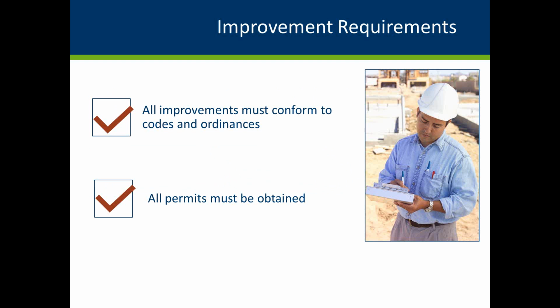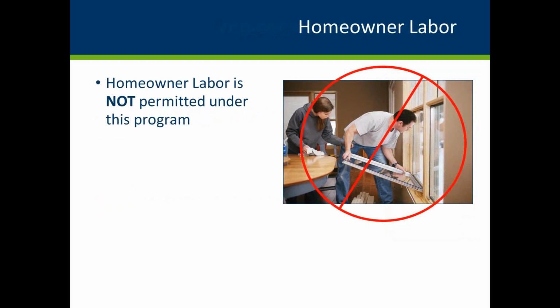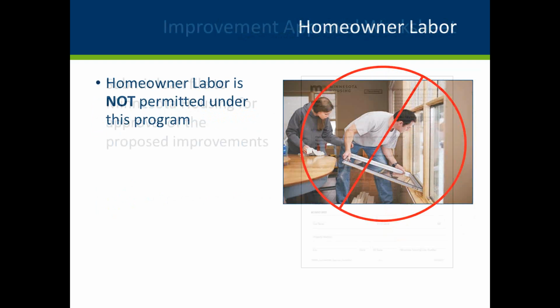All scope of work improvements must conform to all applicable codes and ordinances. All appropriate permits must be obtained. Lead testing does not need to be conducted with this program unless the repairs were necessitated by a lead paint health hazard. Unlike the Rehabilitation Loan Program, homeowner labor is not permitted.